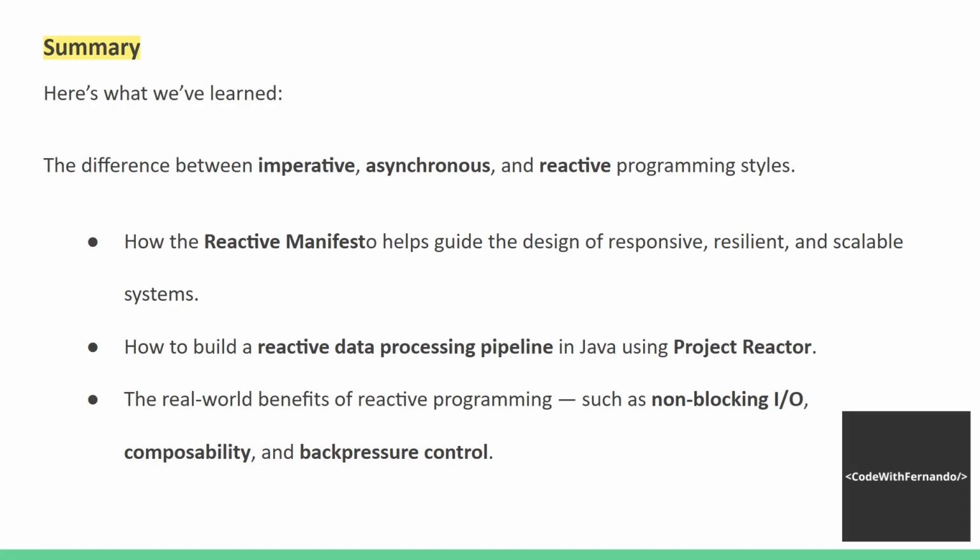Summary. This is what we have learned: the difference between imperative, asynchronous, and reactive programming styles; how the reactive manifesto helps guide the design of responsive, resilient, and scalable systems; how to build a reactive data processing pipeline using Project Reactor; and the real-world benefits of reactive programming, such as non-blocking I/O, composability, and backpressure control.